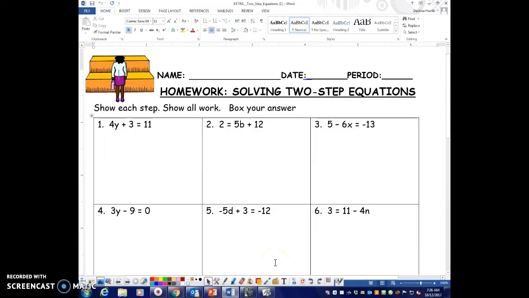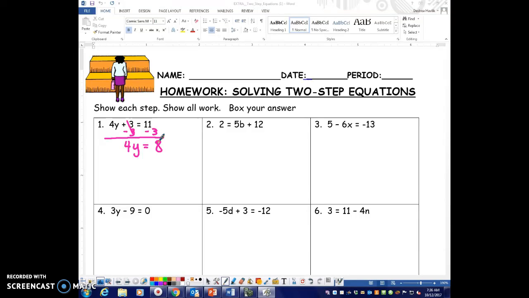All right, so number one. Number one is 4y plus 3 equals 11. So what do we do first? Yeah, subtract the 3. Always get rid of the number first. So subtract the 3 from both sides. Okay, so we have 4y equals, what's 11 minus 3? 8. And then what do we need to do?